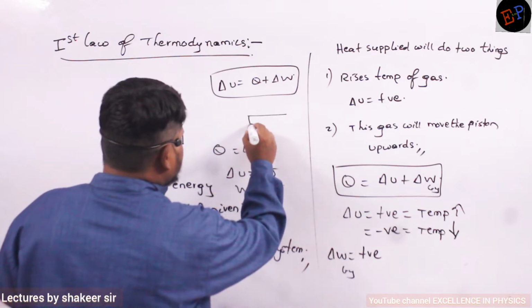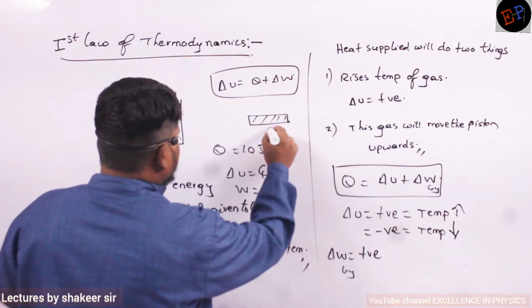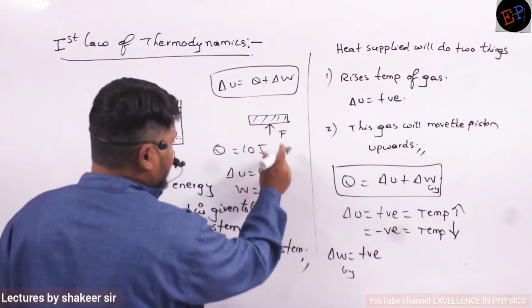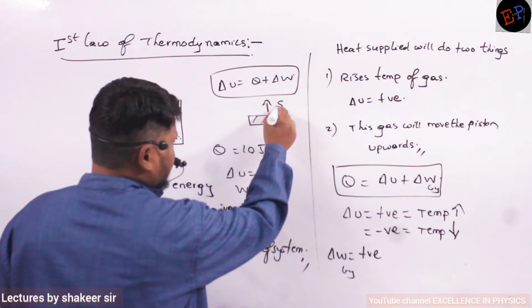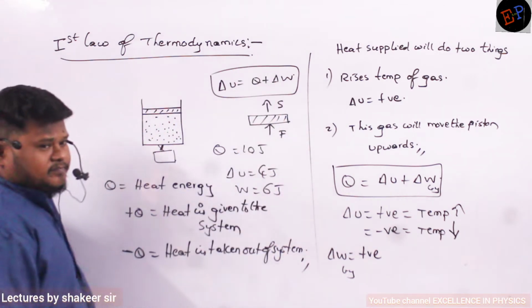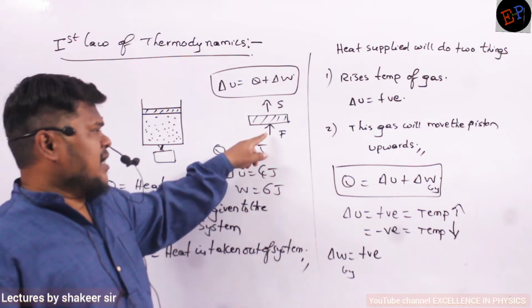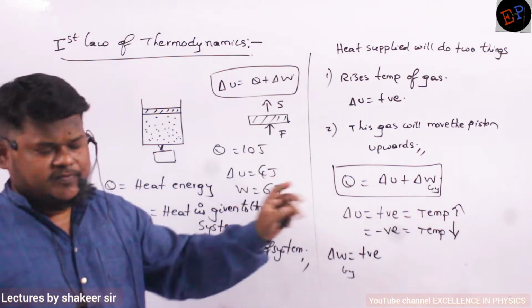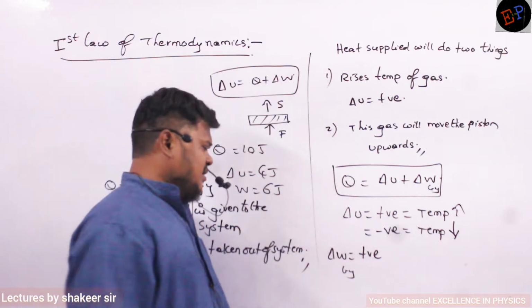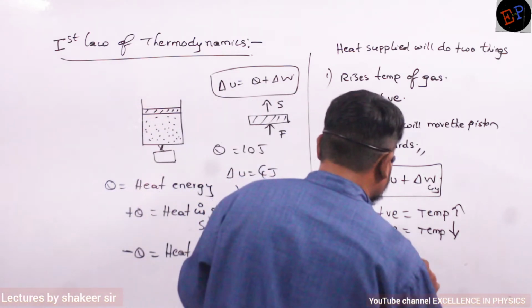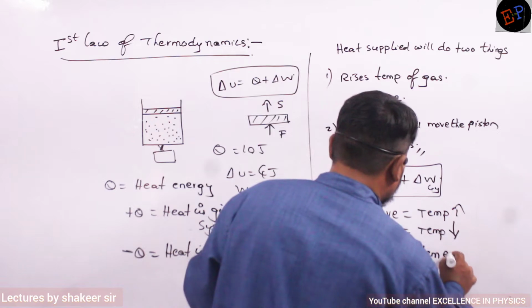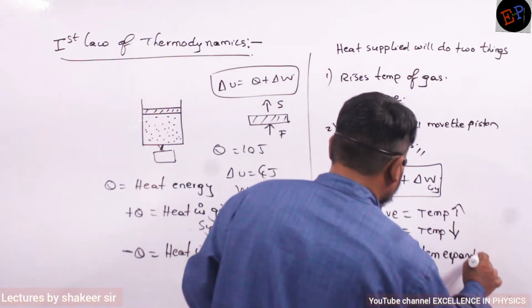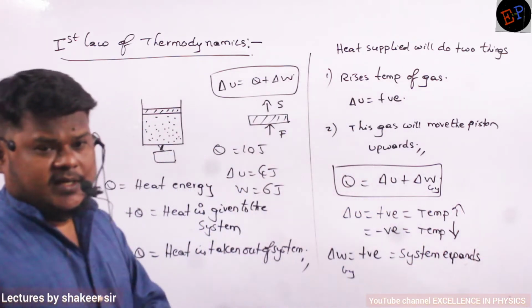For example, if this is the piston, the gas will apply force in this direction, and the piston also moves in the same direction. Then the system will expand. Clear, no? So the angle between force and displacement is 0 degrees, so work done is positive. Work done is positive indicates that the system expands, or you say the volume of the gas increases.